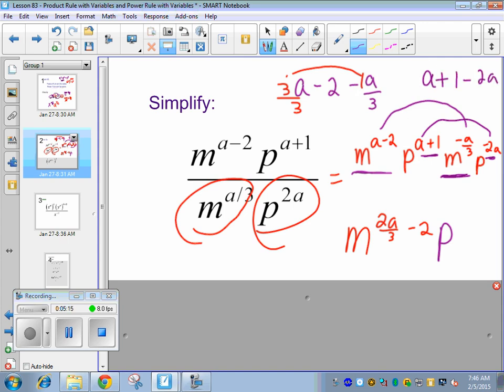That's all the stuff that's in the exponent of the p's. So what's 1a minus 2a? Negative 1a plus 1, or just negative a plus 1. So we add exponents, but we only add stuff that is alike. And now we have our simplified version.